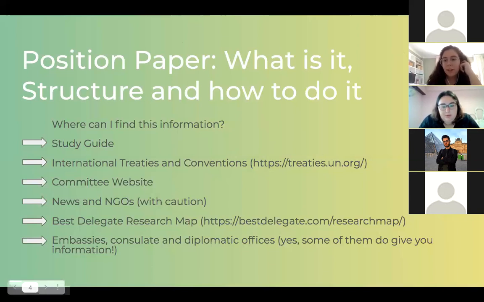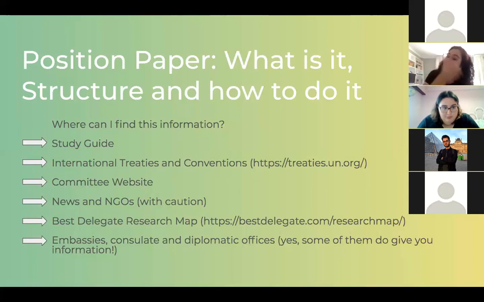Passing on to where can I find that information? You heard me saying lots and lots of information you may have. I'm not saying you must have, but it is a must. It's not obligatory, but it is a must. Where can you find this information? You're maybe a little bit off, like, oh my god, it's so much information. Where can I find this?